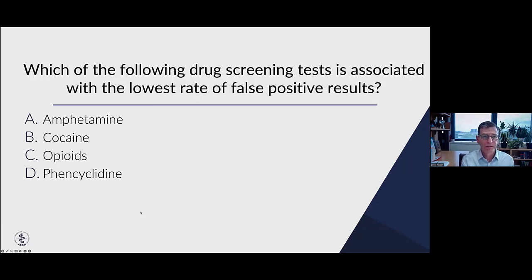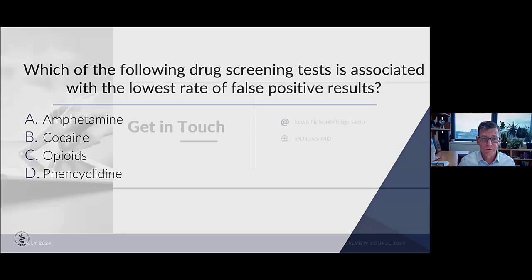Which of the following screening tests is associated with the lowest rate of false positive results? Amphetamine, cocaine, opioids, or phencyclidine? And the answer is cocaine. Very little cross-reacts with the cocaine assay, unlike the others, which do have a significant number of cross-reacting substances.